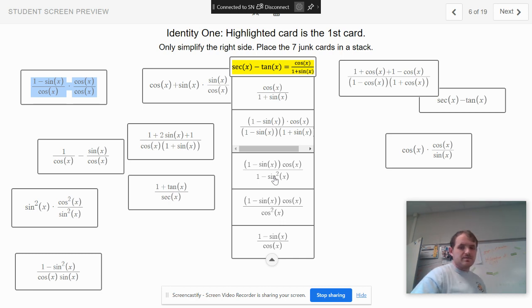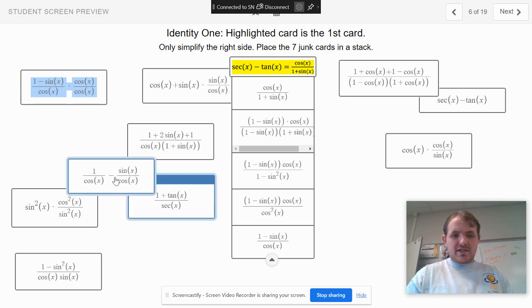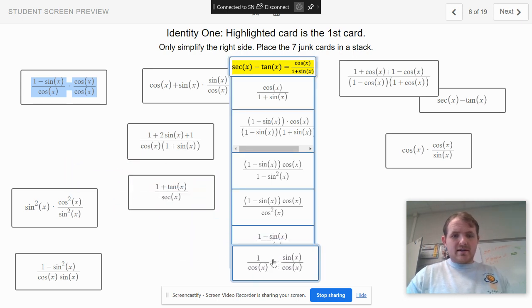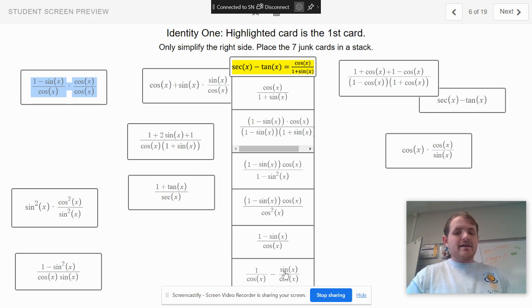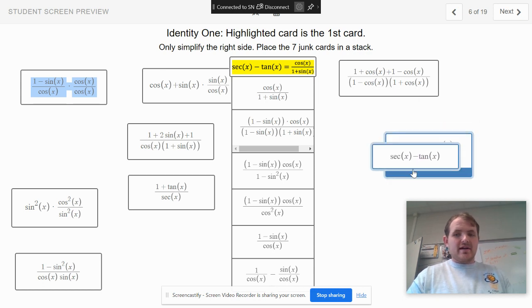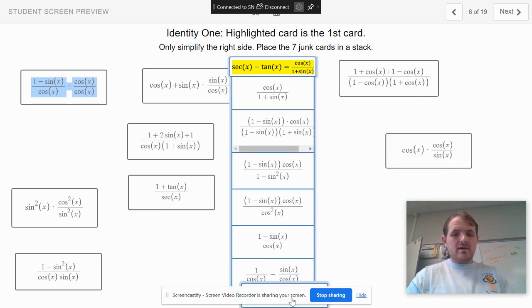Yeah, good question. So I think what we want to jump to here is now two separate fractions. 1 over cosine minus sine over cosine. 1 over cosine is secant. Sine over cosine is tangent. So now I can jump to the final answer here of the left side, secant minus tangent.